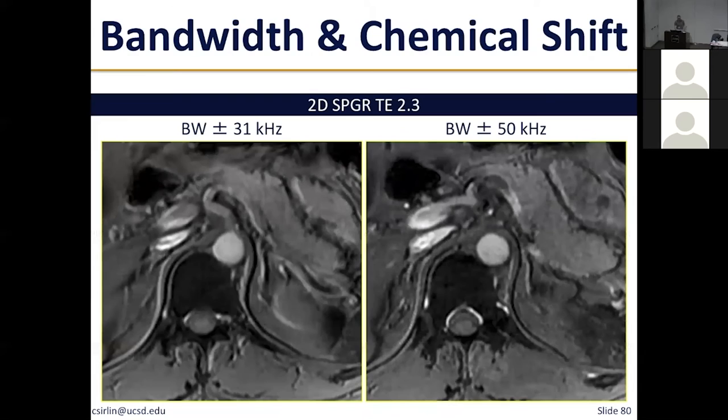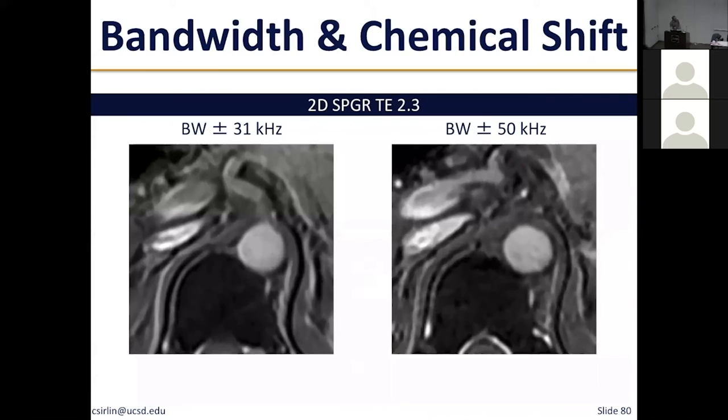What about chemical shift? Chemical shift, again, is the spatial mismapping of the water image relative to the fat image, which creates an artifact of a bright band and a dark band, which can be a little bit distracting. Here we have an image with a bandwidth of 31, and here we have an image with a bandwidth of 50. Let's magnify these images. I hope you can appreciate that there is a thicker black line here, a thicker white line here than here. So the chemical shift is less when you increase the bandwidth. The chemical shift is more when you decrease the bandwidth.